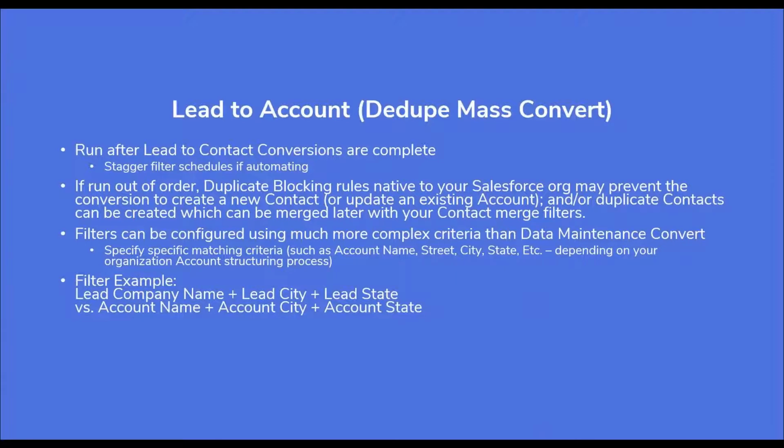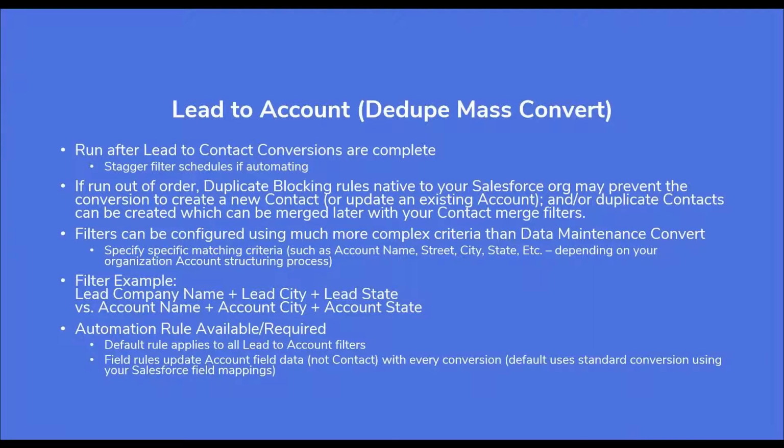You might want to build a filter that is matching on the lead company name, maybe the lead city and the lead state, versus the account name, account city and state. And I'll show you an example of this filter and how that's configured in just a moment.